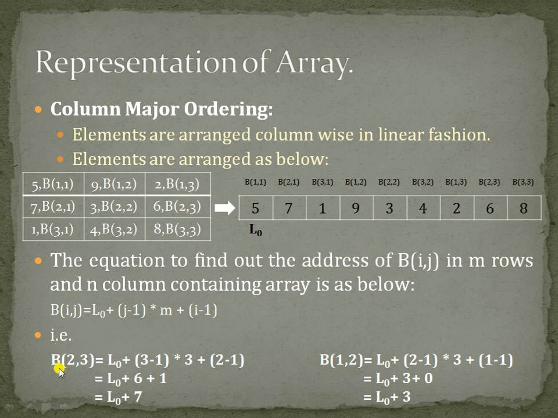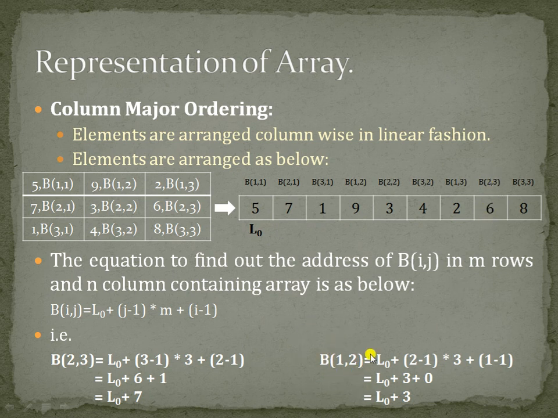For example, if I would like to find the address of B23 in column major ordering, I can calculate it like this, and the address of B23 is L0 plus 7. It says that if I move 7 memory spaces from the base address, I get B23. So let's check it out. This is my L0. Let us move 7 positions: 1, 2, 3, 4, 5, 6 and 7. Yes, it is B23 and it contains 6.